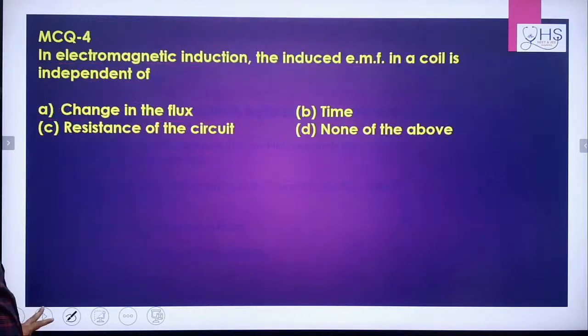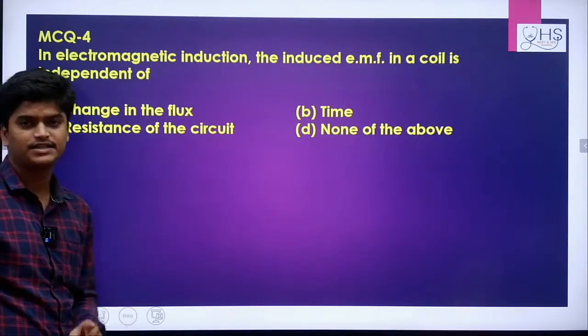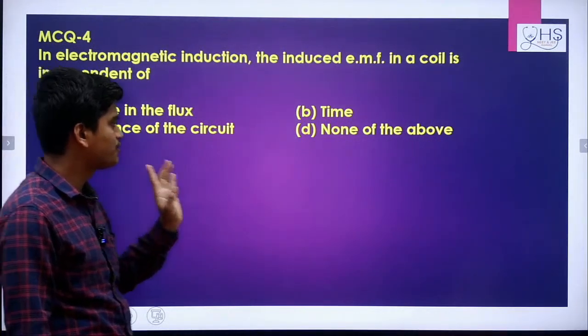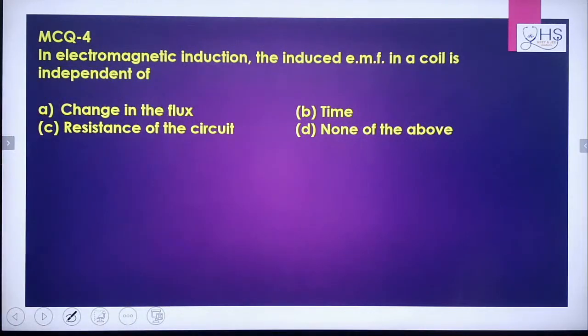Okay, now come to the next question. In electromagnetic induction, the induced EMF in a coil is independent of what? Option A, change in flux. Option B, time. Option C, resistance of the circuit. Option D, none of the above. So you try to give the answer. Those who are watching, please give the answer.